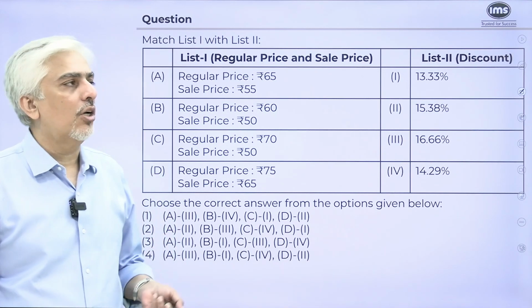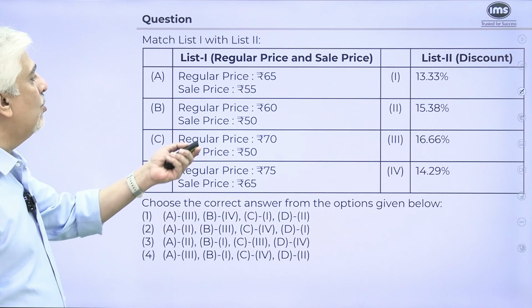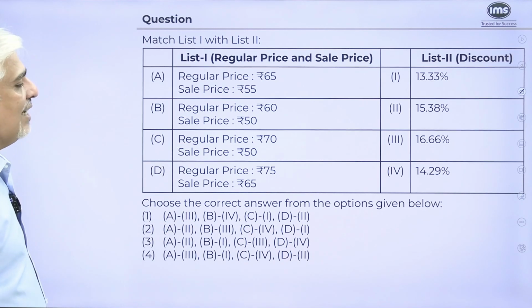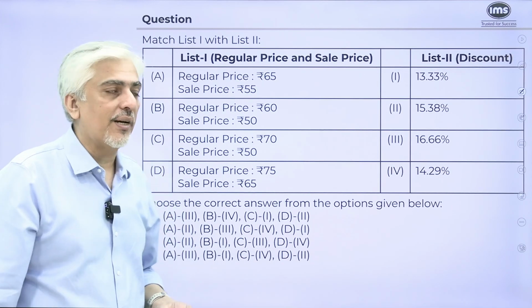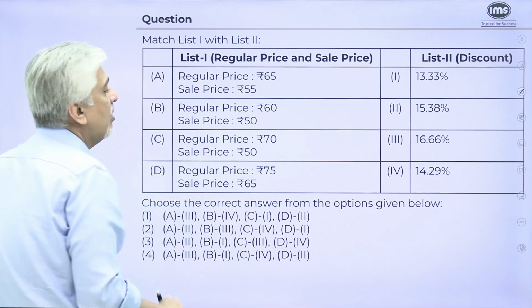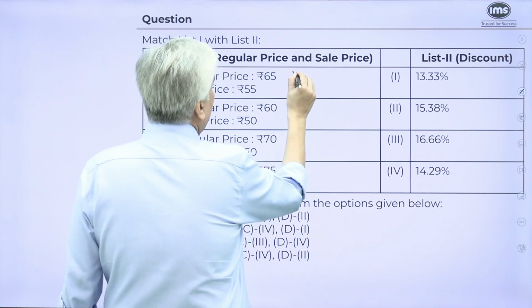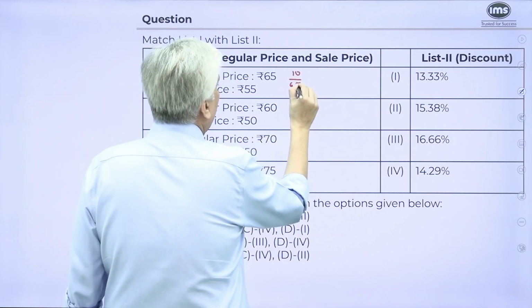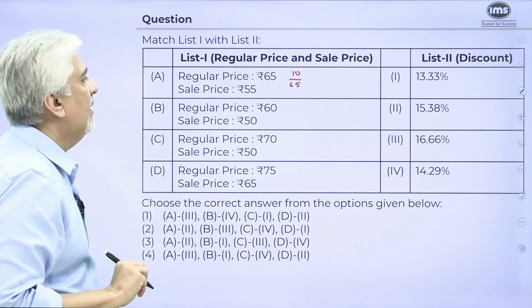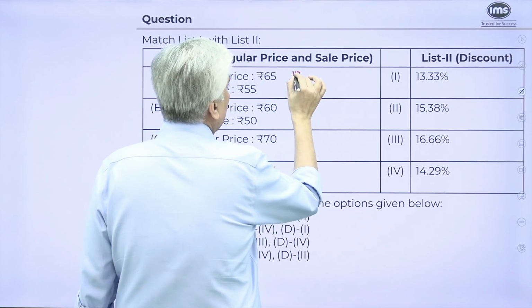Next one is again a match the column based on profit and loss. So they have given regular price, so its discount is last. Discount is always difference upon the original price. So regular price was 65, sale price was 55. So discount is how many rupees? 10 rupees. So this is 10 upon 65 into 100 for percentage. But I can leave it as 10 upon 65.